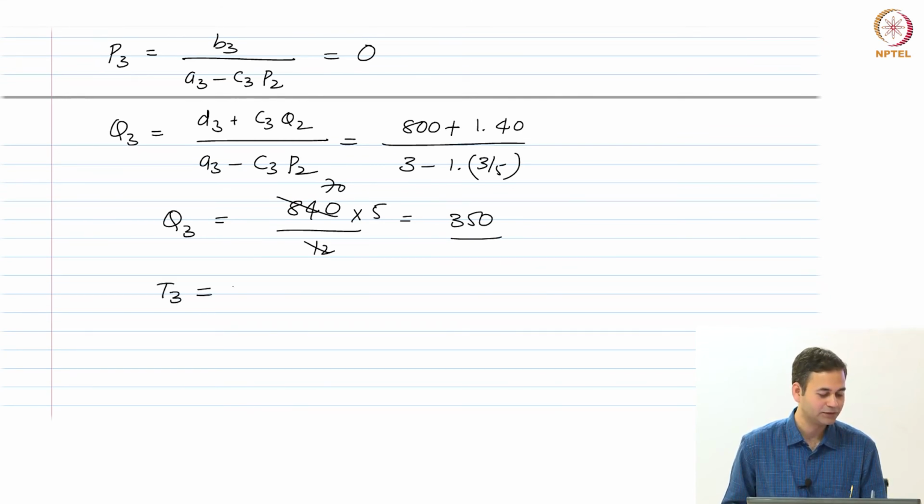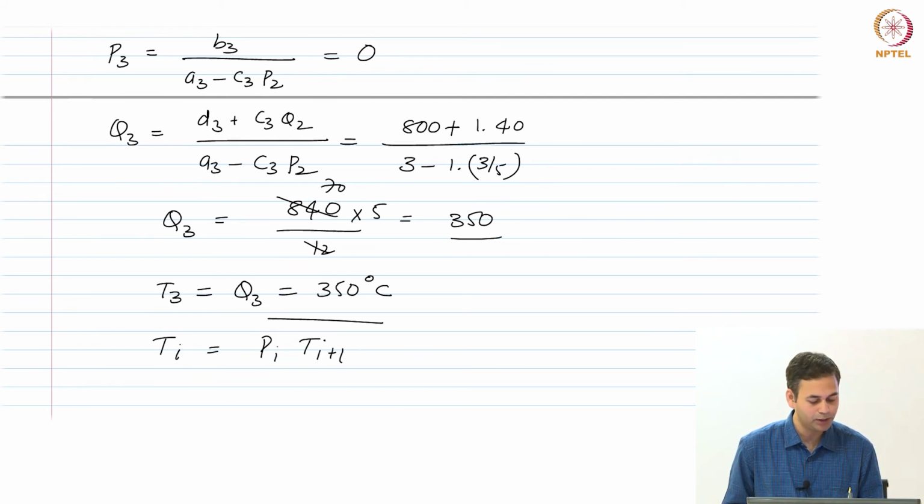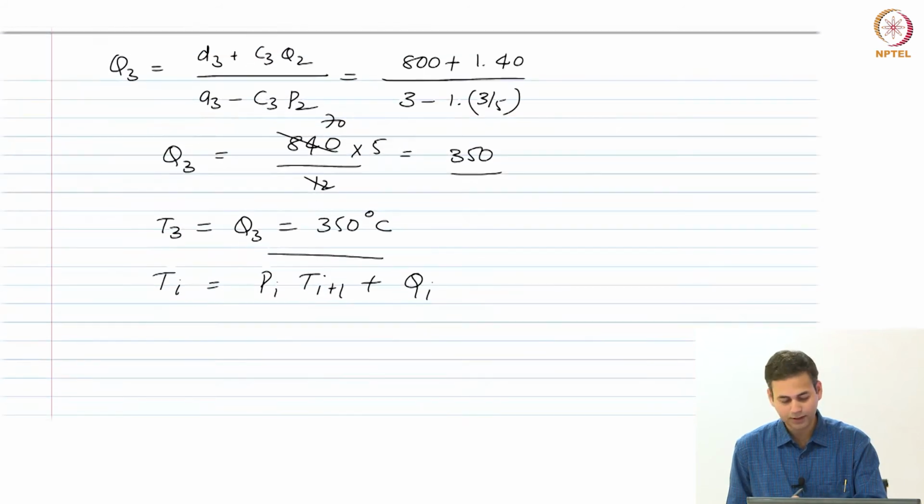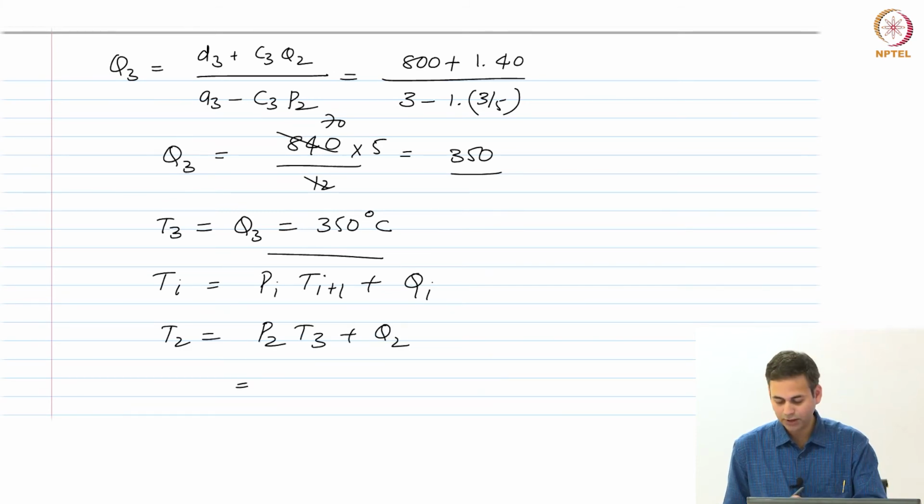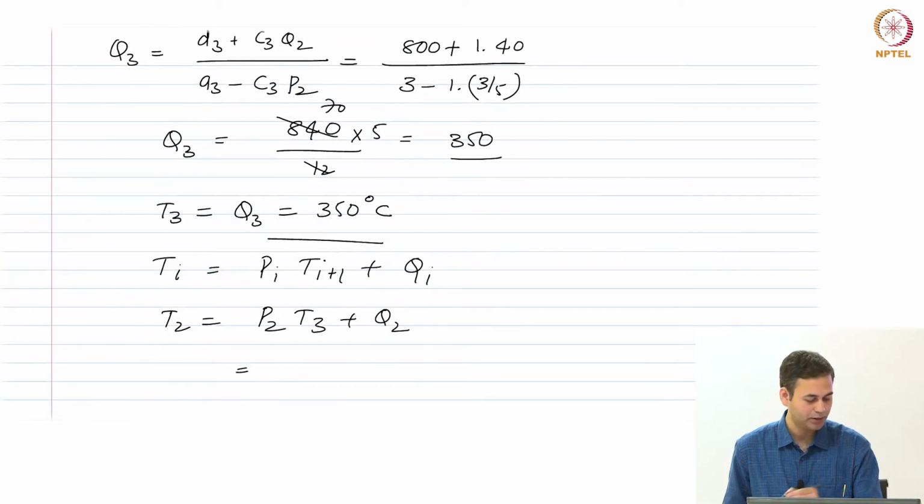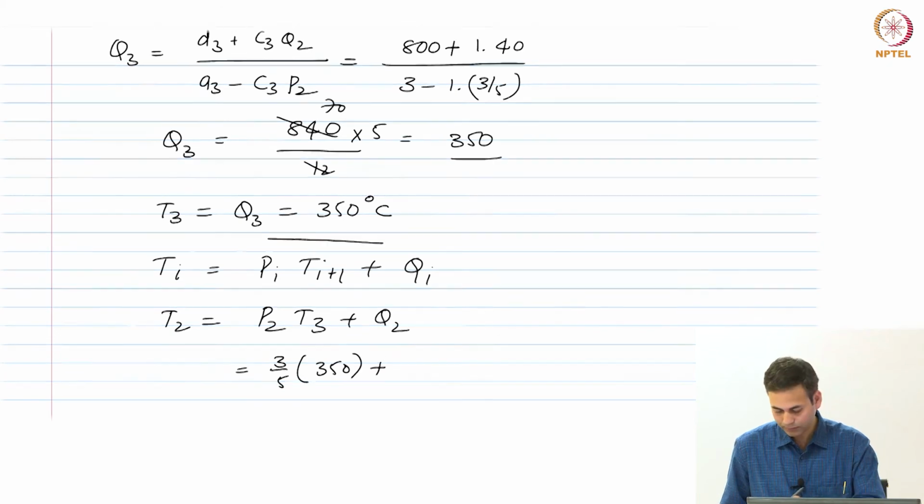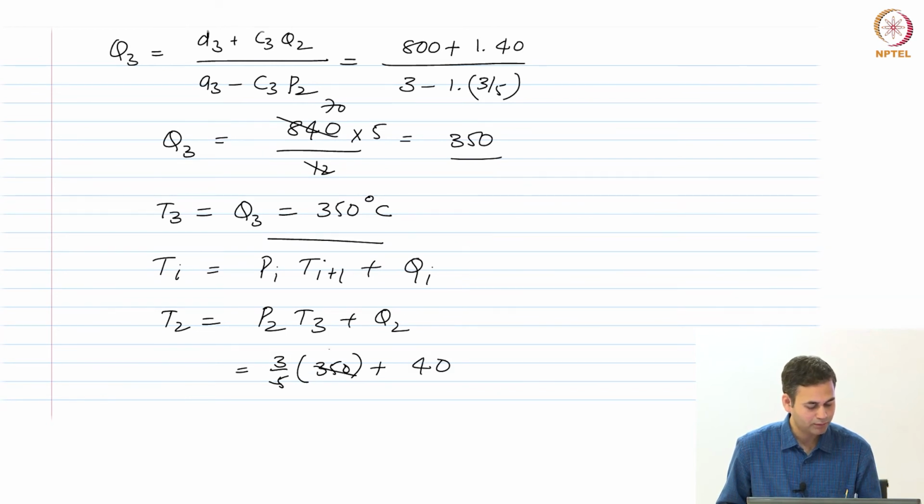Now, what is the next step? T3 is Q3. So, T3 is 350 degrees Celsius. So, we already started back substitution. Then what do you use? You use the relation Ti equals Pi Ti plus 1 plus Qi and calculate all the other values. You go back substitution. So, what is T2? P2 T3 plus Q2. P2 is 3/5, T3 we got as 350, plus Q2 40. So, this is 250.